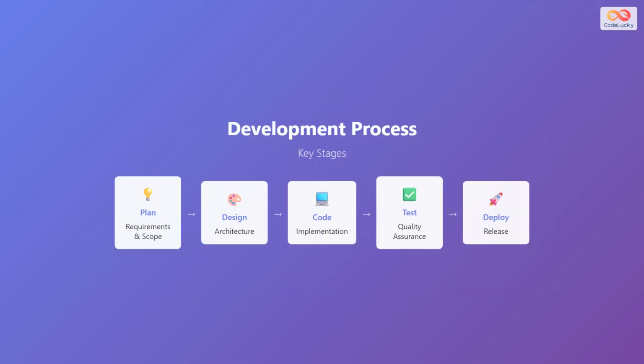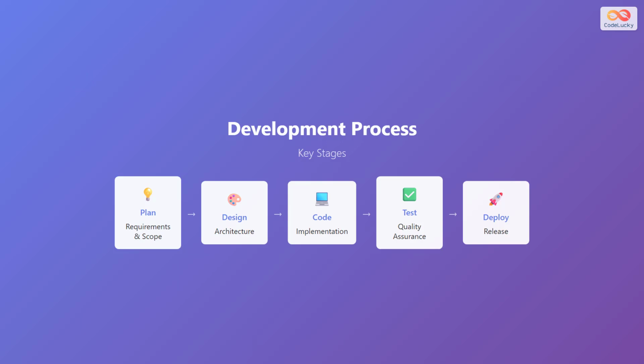The open source development process follows 5 key stages. First is planning, where the project requirements and scope are identified. Second is design, where the software architecture is planned and documented. Third is coding, where developers implement the actual software based on the design.